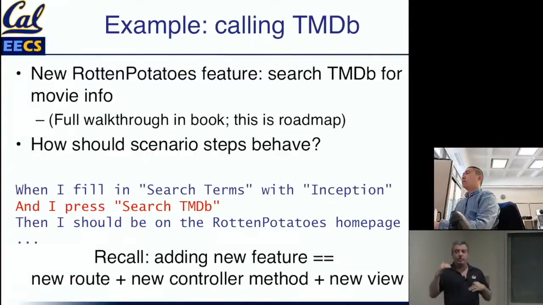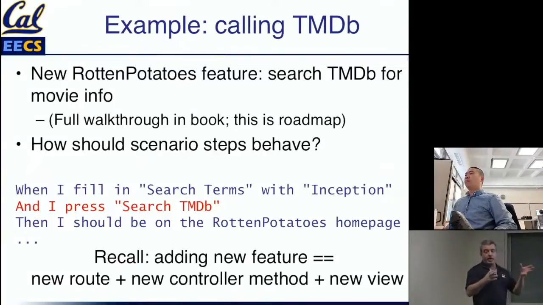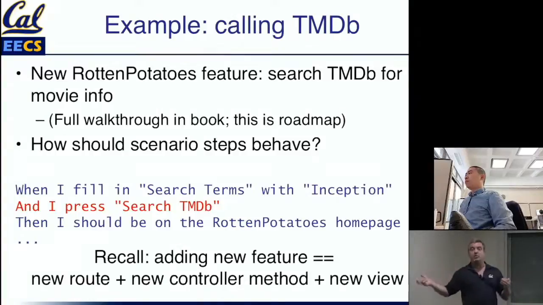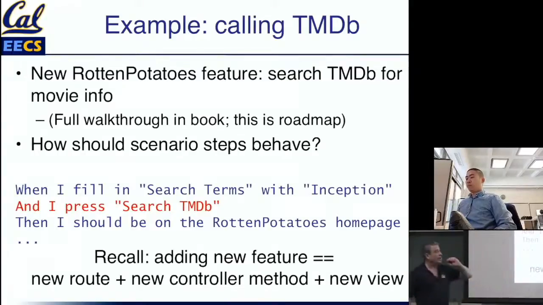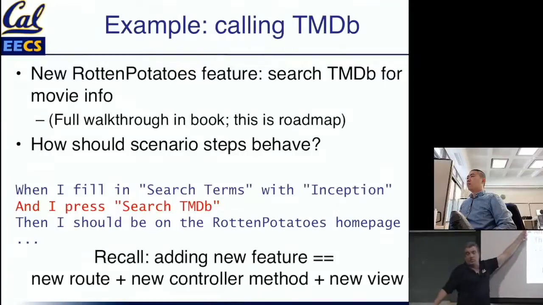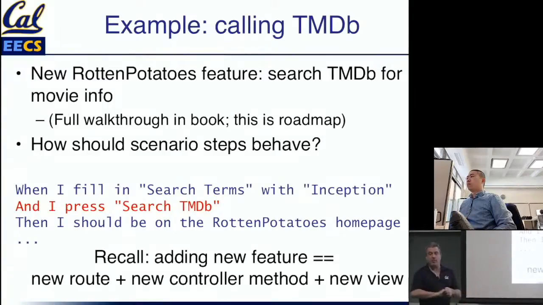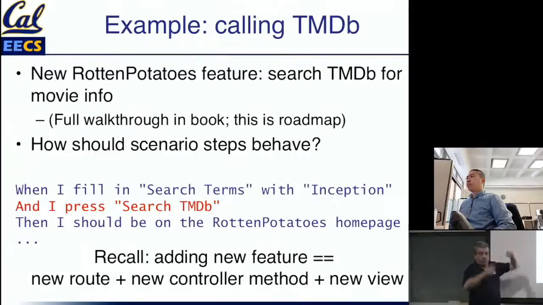You're going to start with a cucumber scenario that tests the feature of if I enter some search terms, then Rotten Potatoes will actually use the TMDB movie database to search for that movie. So you can imagine you're writing your cucumber scenario. When I fill in search terms with the name of a movie, well, this should probably pass because Rotten Potatoes already has a page where you can enter a search key. And I press the search TMDB button. So there's some form that's going to have a button on it. And this is the step that's going to fail because we don't yet have any code that actually implements this in the app. So now the red-green refactor cycle says, OK, at this point, I'm going to pause.